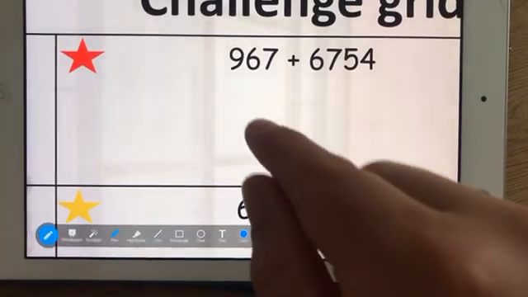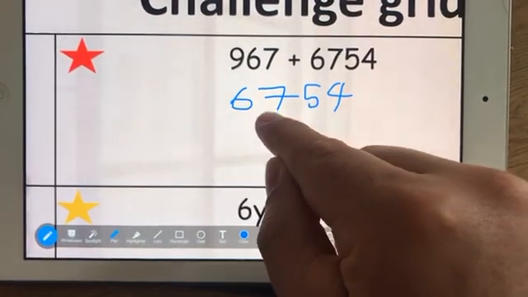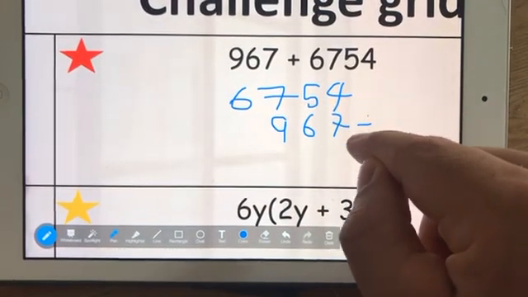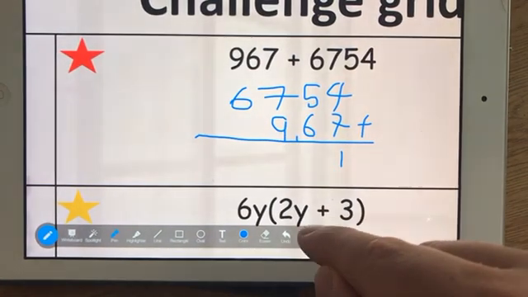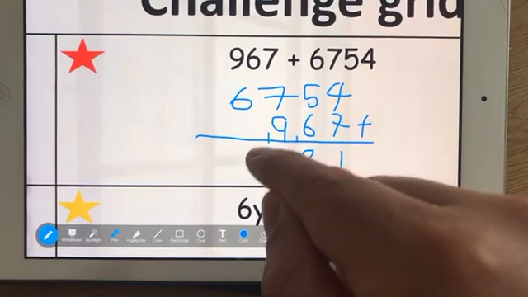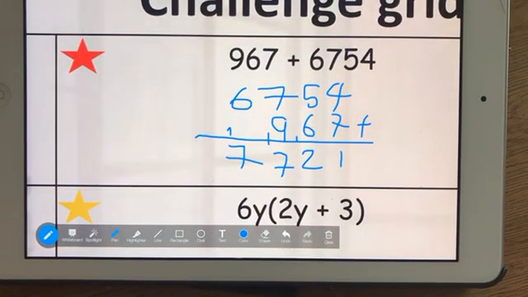Next one, I got 6754 add 967. Okay, 4 plus 7 is 11. 5 plus 6 plus 1 is 12. 1 plus 7 plus 9 is 17. And 6 plus 1 is 7. So my answer is 7721. 1 point.